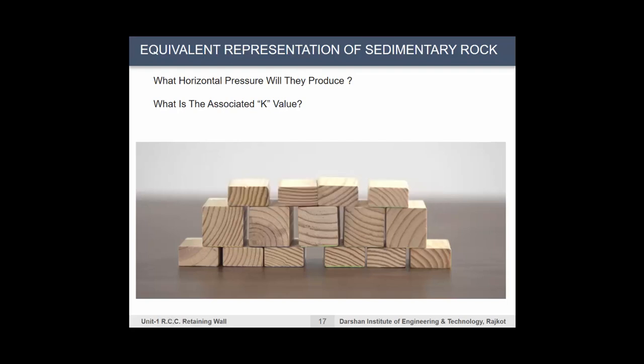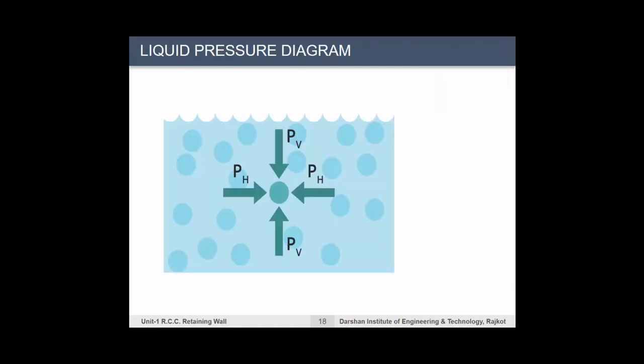Since gravitational forces are transmitted vertically from one block of a horizontally laid rock to the next one, no horizontal force or pressure results, and K, the ratio of horizontal to vertical pressure, is equal to 0. Liquid represents the other end of the spectrum.